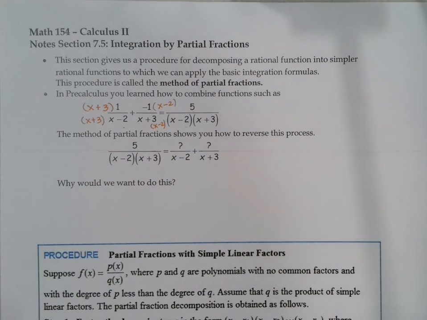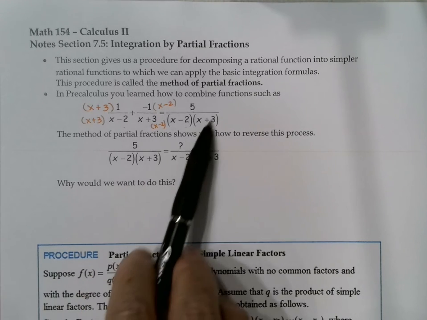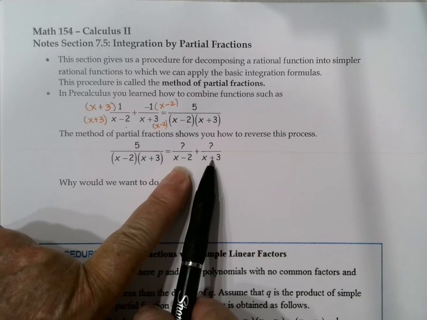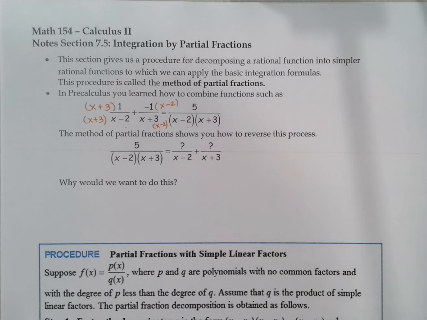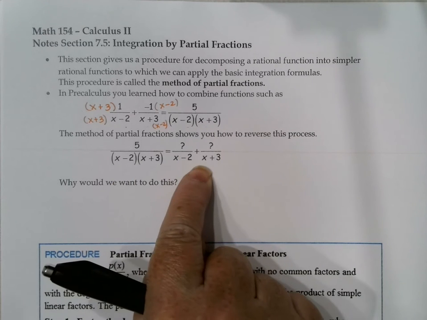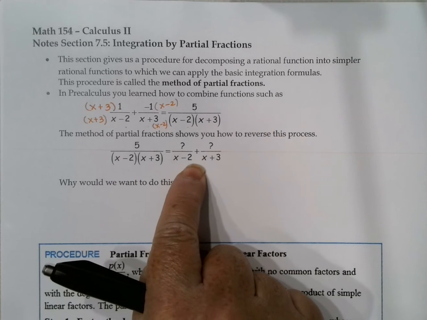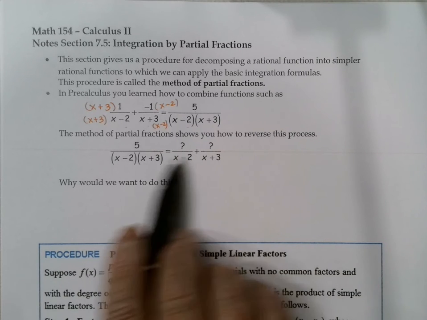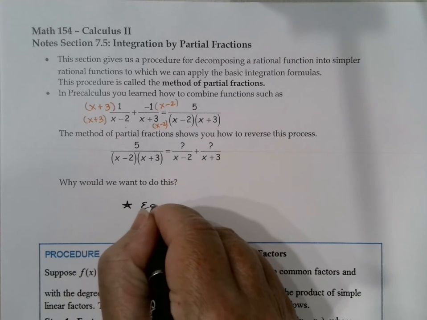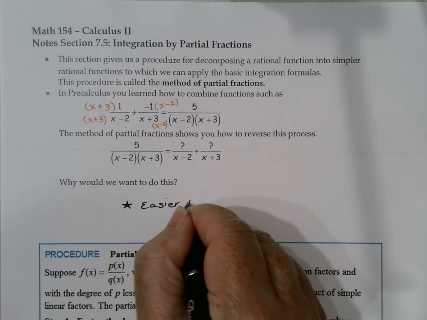The goal of the partial fractions decomposition is to actually go backwards. It's to start with this and figure out what these values must have been before they were added. Again, what's the purpose of doing this? Well, remember, we're trying to integrate. What's easier to integrate? This or this? It's always easier to integrate a sum or difference than it is a product. So, why? Because it's easier to integrate.